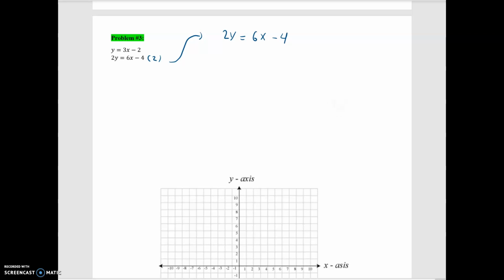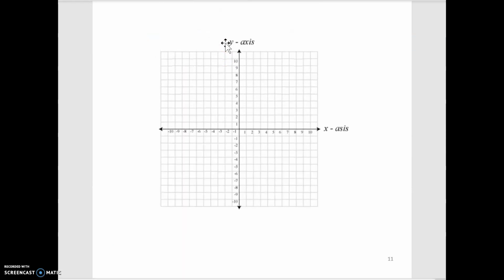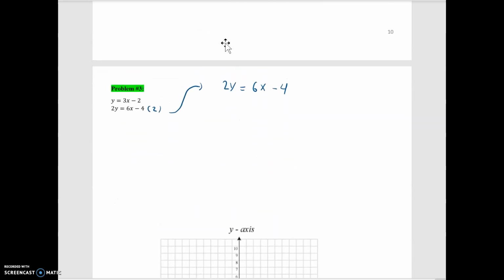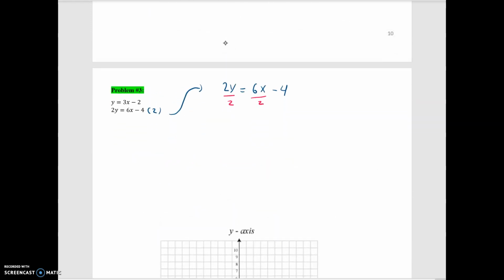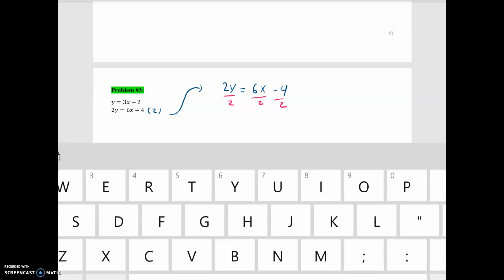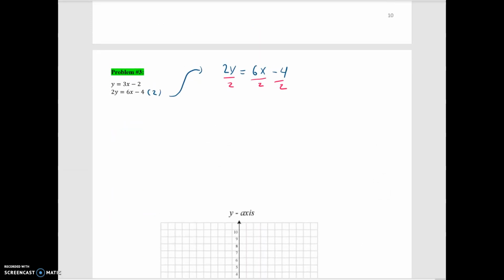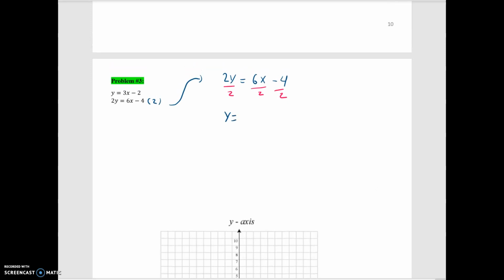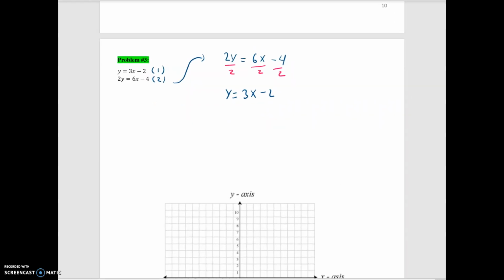If you were to divide this equation by 2, divide by 2, divide by 2, we would end up with just the values of y. So in this case, y is equal to 3x minus 2, which happens to be equation 1. So in this case, equation 1 and equation 2 are the same.